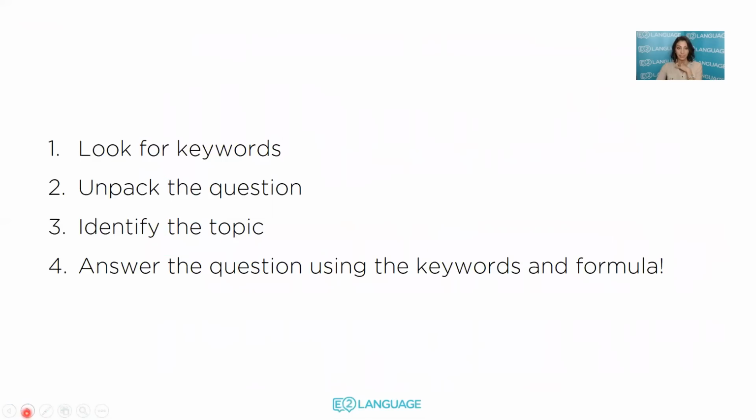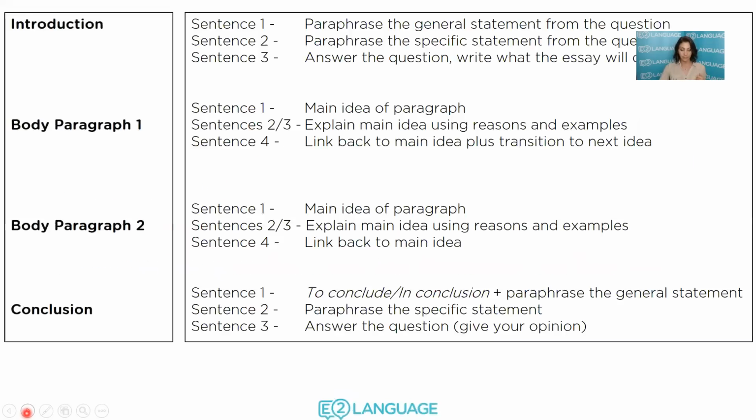So let's recap. The first thing you need to do is look for keywords, find out what the topic is, what's the subject, what's the opinion. Okay, what is this essay about? Unpack the question. So identify the 3 parts of it, because you're going to use those 3 parts to write your intro. Identify the topic. Make sure that you identify specifically what the question is about so that you answer it correctly. And then use the formula to write your essay, okay, which is what we just looked at.